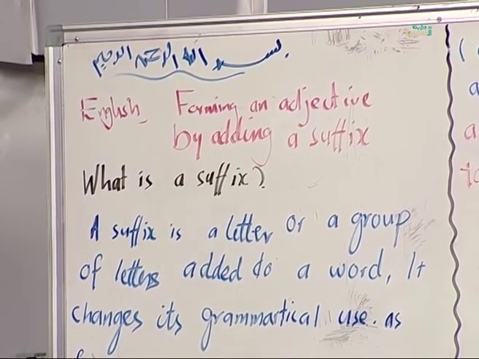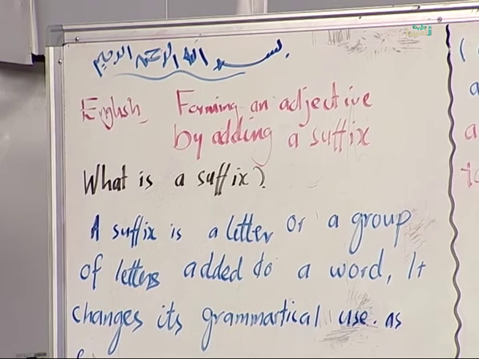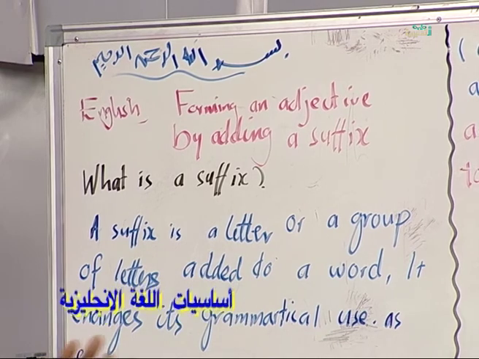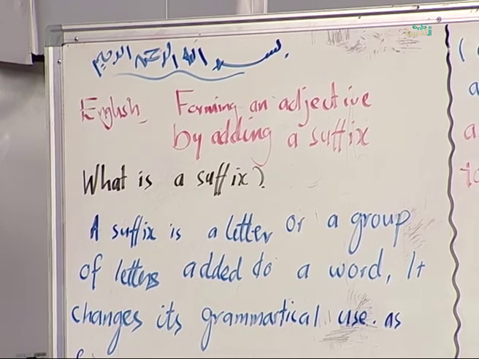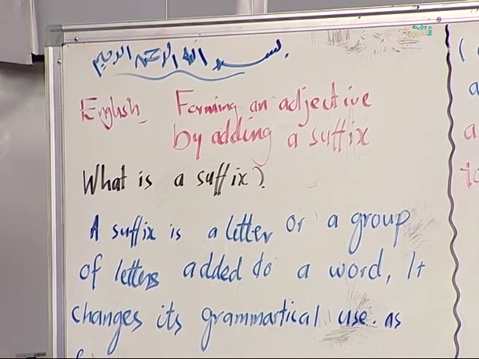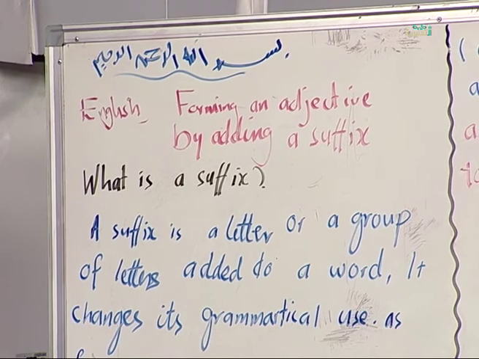As you know, there are two types of adjectives. The first one we call adjective with one syllable. The second one we call adjective with more than two syllables. Today we are going to have an idea about how to form an adjective with more than two syllables.